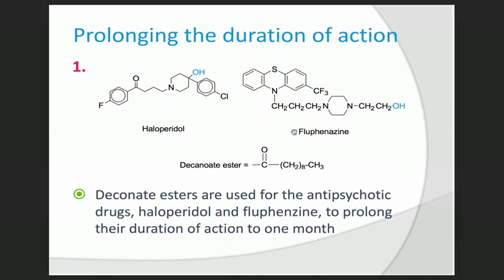What's the problem? It's the same trick. I'm trying to increase the lipophilicity, but it's for another reason. It's not to get absorbed. It's to make it have a longer duration of action. You see the idea? Okay.